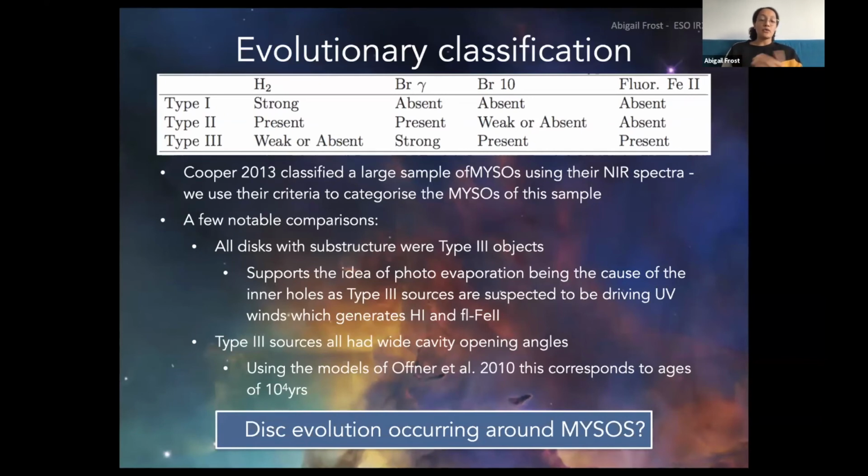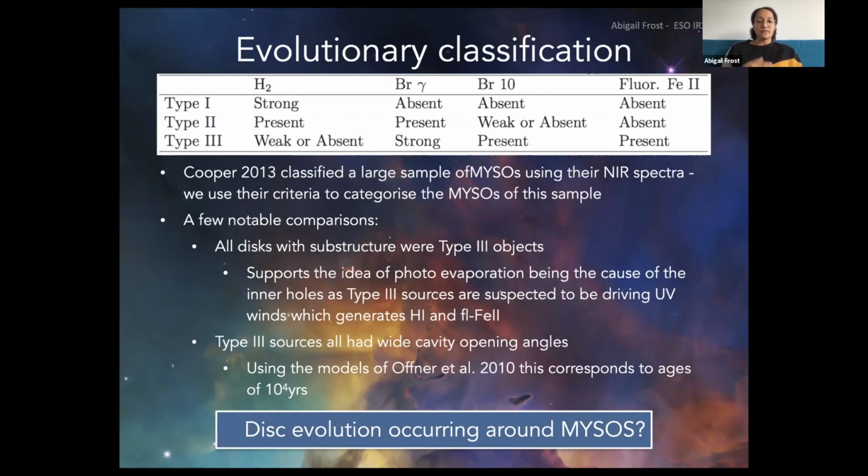We found that all of the disks with these inner holes or this gap substructure were type 3 objects. So they were the eldest sources according to this classification. What's also interesting is that for the type 3 sources, one of the key lines for determining whether your MYSO is a type 3 evolved source is fluorescent iron 2, and its presence basically implies the presence of UV photons. So this might suggest that these gaps that we're seeing in the massive young stellar object disks could be due to photoevaporation, or at least that could be a contributing cause.